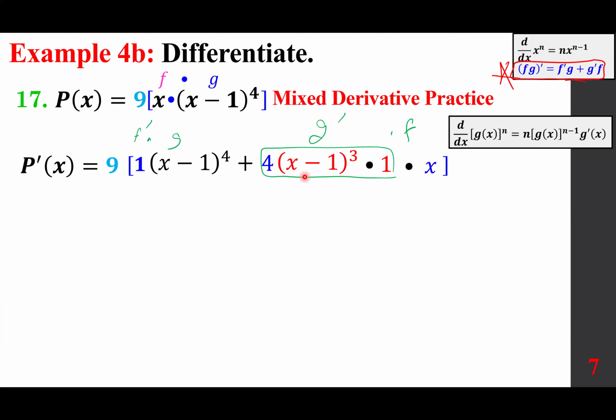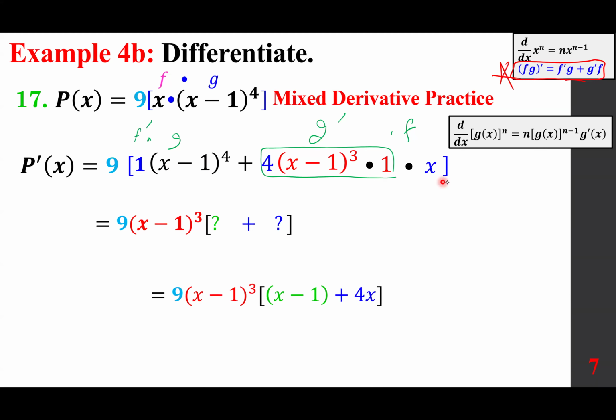So what's in common? x minus 1. What exponent? 4 or 3? Obviously 3. So 9 times x minus 1 cubed. If you divide this expression by this, it just gives you x minus 1. And if you divide this one, it gives you 4x. Brackets will simplify because we can combine x and 4x into 5x. The final answer, p prime of x equals 9 times x minus 1 cubed, and the bracket changes to 5x minus 1. This is the final answer, everybody.